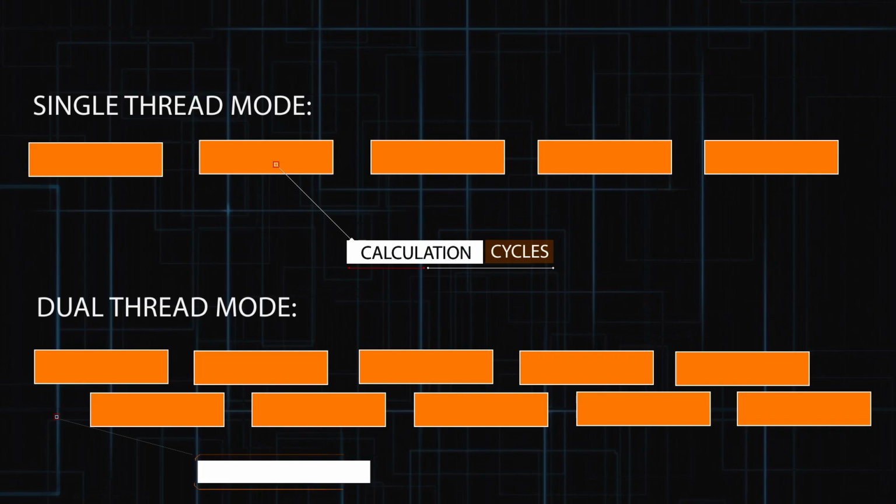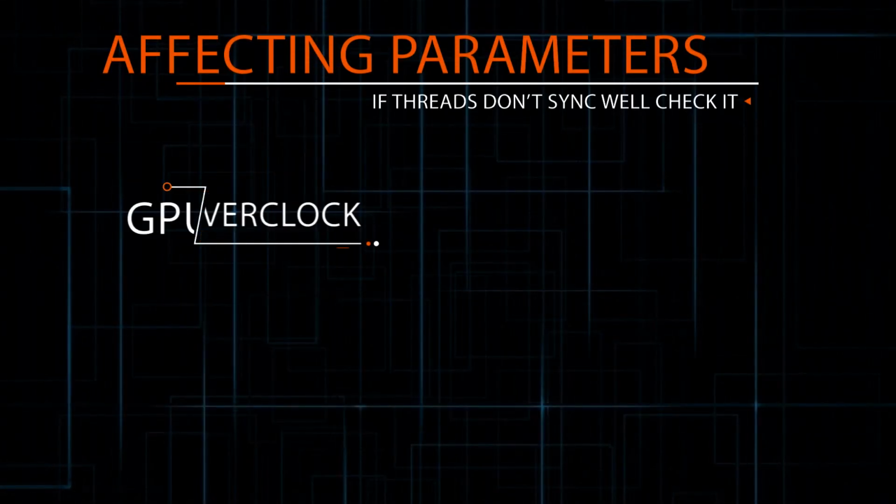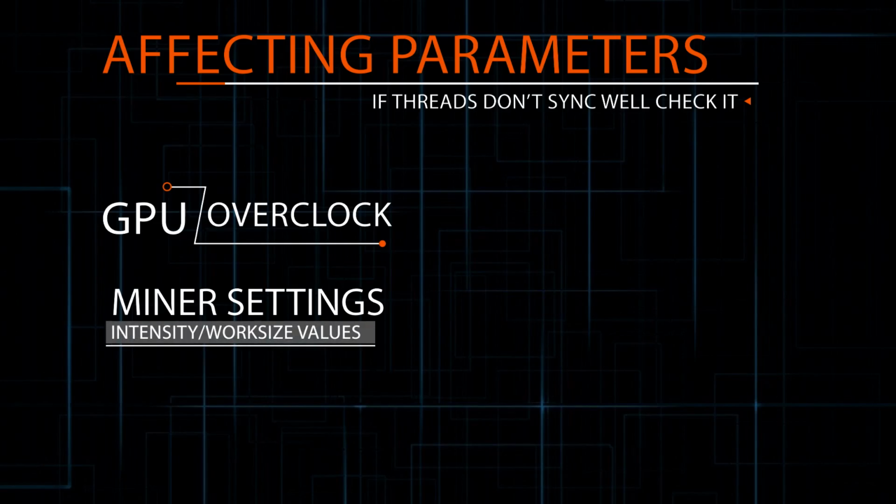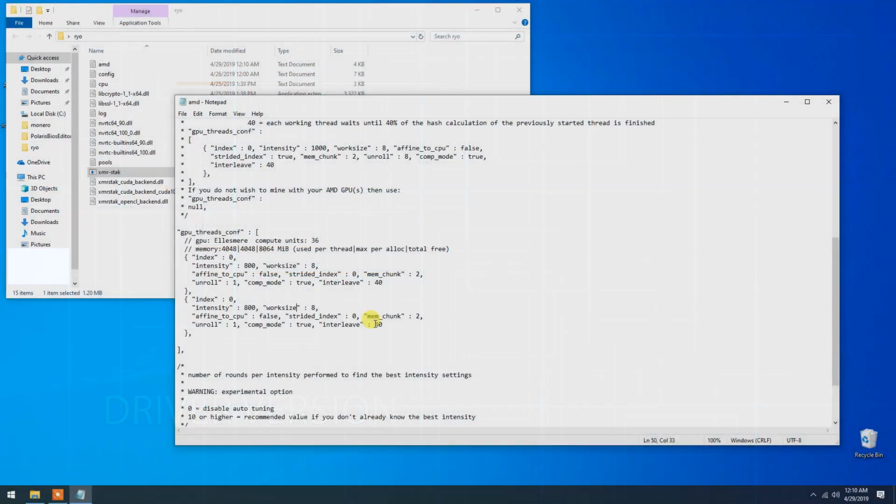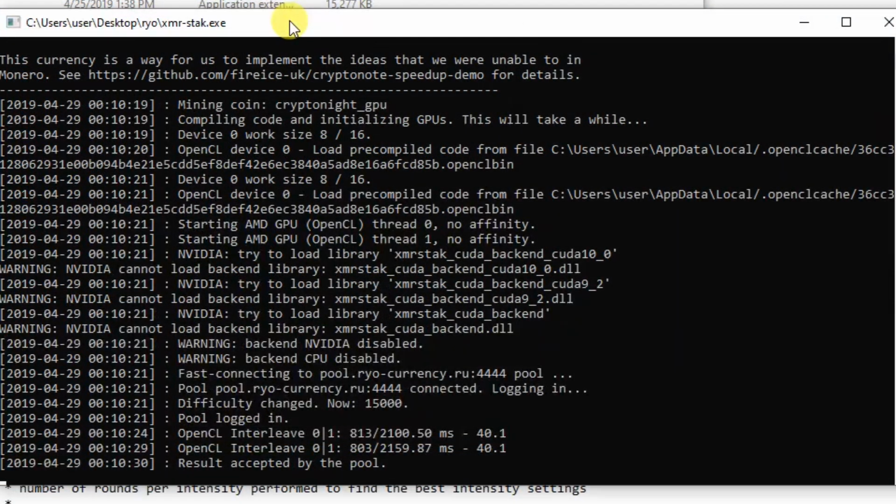In general, interleaving messages in the log can be helpful when checking how two-threading works with your GPU at the current set of settings, including the GPU overclock, miner settings, and drivers. The default interleave value of 40 works well in most cases. Now let's understand the miner interleave messages and think about whether we need to adjust it.